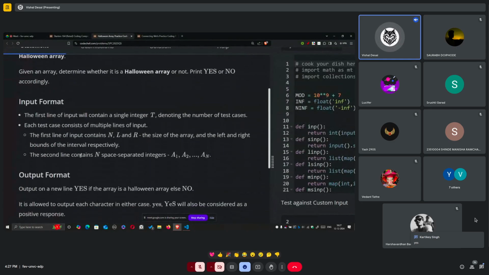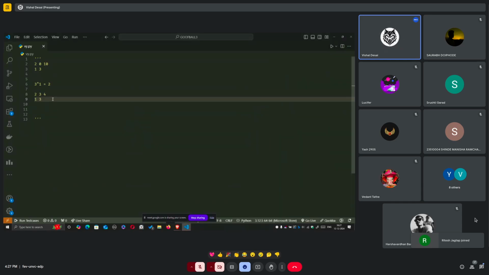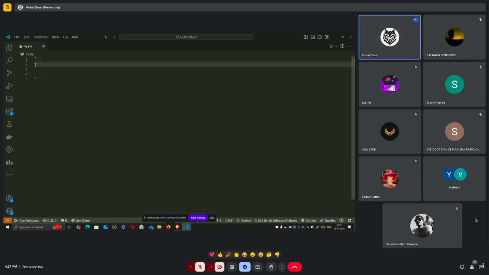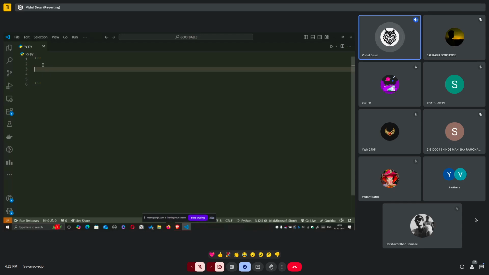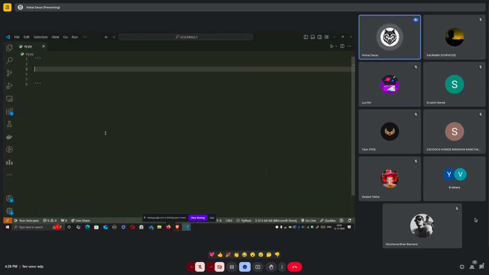Similarly, for this one, the answer is again 2, but the range is 3 to 4. So here the answer will be no. So the basic intuition for this problem is we can just apply a brute force, right? We can iterate over all the pairs and then take the product of them. But it will definitely get TLE, right? Because it is 2 into 10 power 5 into 10 power 4, so it becomes high.